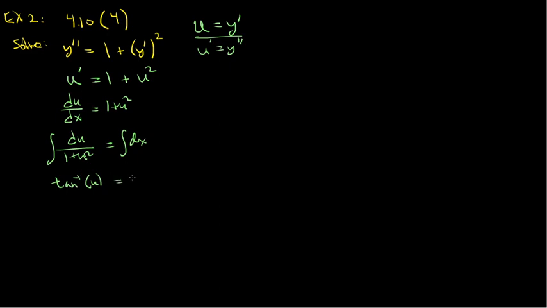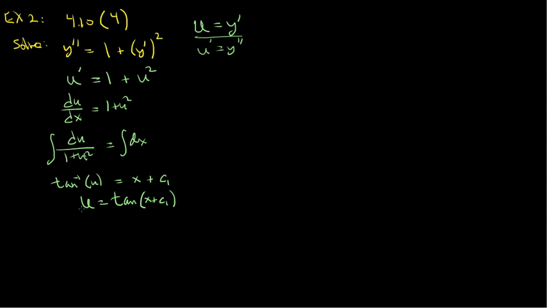And the integral of dx is just x, plus a constant, so I'll call that c1. So inverse tangent of u is x plus c1. So to solve for u, just take the tangent of both sides. So u is just going to be the tangent of, and this is important, x plus c1, right? The c1 goes inside the tangent here. You're taking the tangent of both the x and the c1.